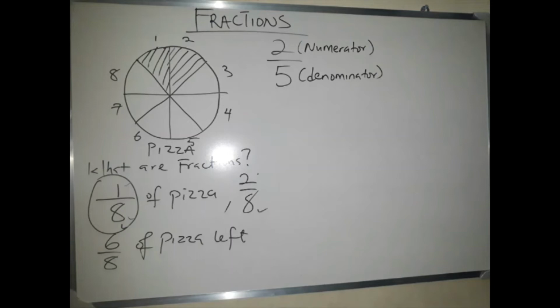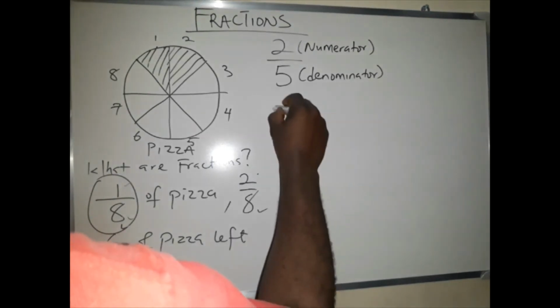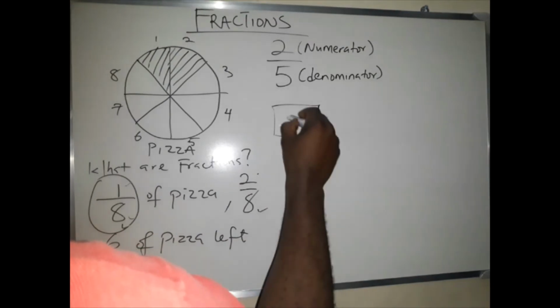I just want us to look at just 1 or 2 examples for more clarity. Now we have a shape like this.